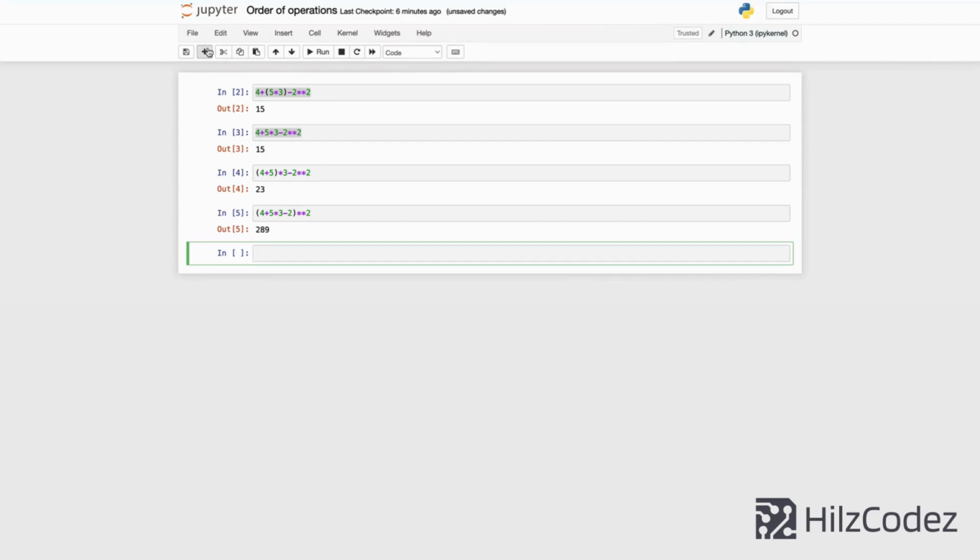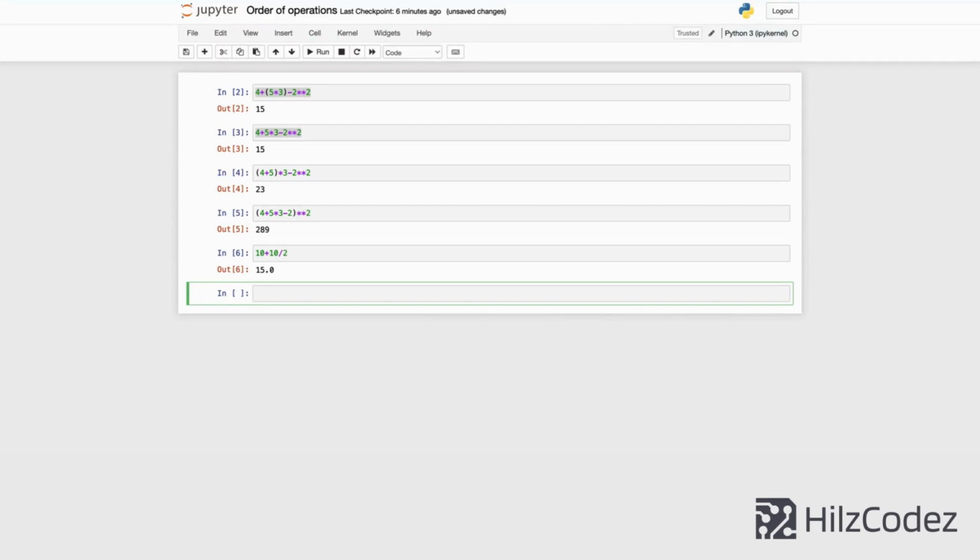Right, let's try something else. Let's add division into the mix. Let's try 10 plus 10 divided by 2 and see what we get. Okay, it's 15, which makes sense given Python follows the order of operations. Let's break it down. Division comes before addition, therefore 10 divided by 2 is 5. Then we add 10, which gives 15.